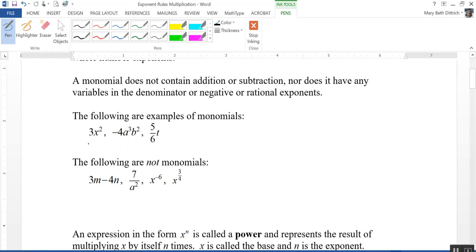So the following are examples of monomials: 3x squared, negative 4a to the third b squared, and 5/6 t. The following are not monomials: 3m minus 4n, because that's actually two monomials being subtracted. 7 over a squared, that's not a monomial because you cannot have a variable in the denominator. X to the negative 6th power, you can't have a negative exponent. And x to the 3/4 power, you can't have a rational or a fractional exponent.